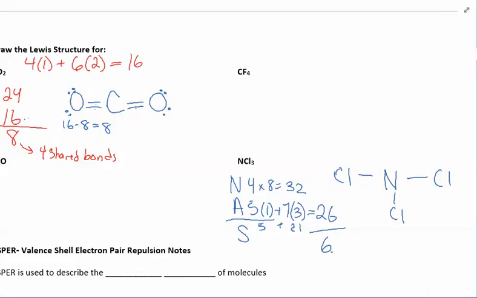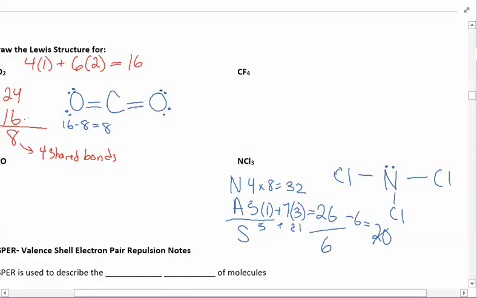So of my 26 electrons, I've just used 6 of them, so I have 20 remaining. What we have to do is go through and make sure everything has a full octet. Right now, the nitrogen only has 6 electrons. It needs a total of 8. So we're going to put a pair on the top of the nitrogen. That gives nitrogen a full octet.